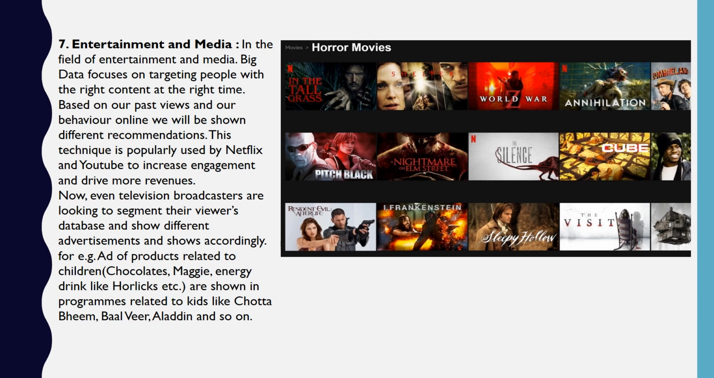Now, even television broadcasters are looking to segment their viewers' database and show different advertisements and shows accordingly. For example, ads of products related to children, chocolates, Maggie, energy drinks like Horlicks, etc., are shown in programs related to kids like Chota Bheem, Balveer, Aladdin, and so on.